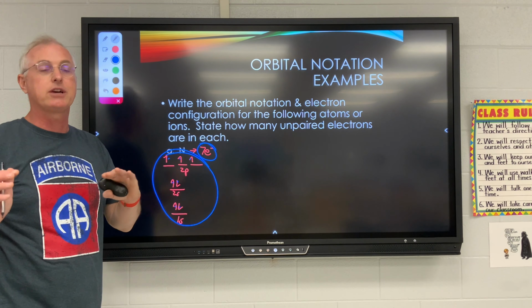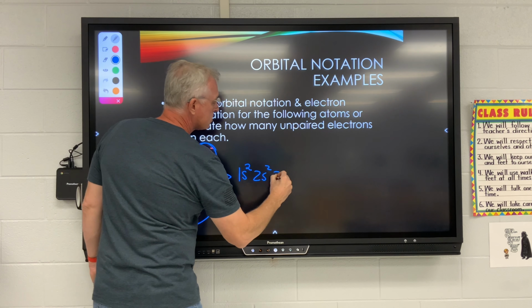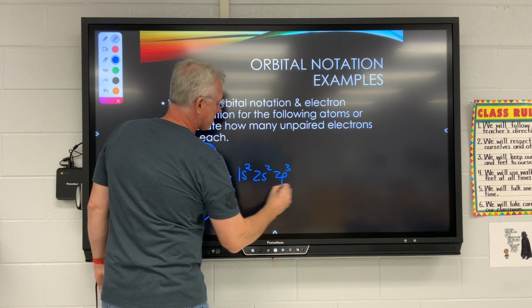I find, however, that orbital notations help students understand electron configurations, because a rewrite of this would just be 1s, 2 electrons, 2s, 2 electrons, and 2p, 3 electrons. That is the electron configuration for nitrogen: 1s2, 2s2, 2p3. In the 1s orbital, there's 2 electrons. In the 2s orbital, there's 2 electrons. In the 2p orbital, there's 3 electrons.